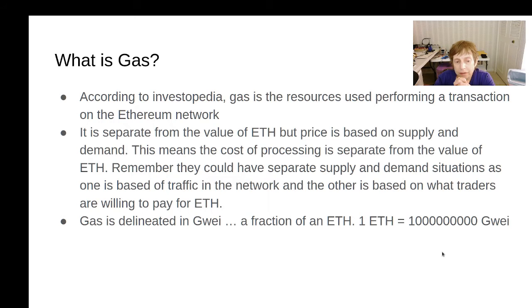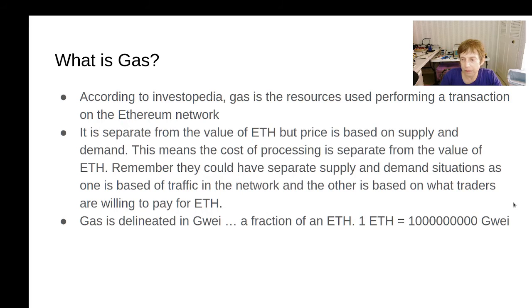So gas is delineated in GWEI, which is a fraction of Ethereum. 1 ETH equals, what is it? Let me use my pointer here. 369. So let's see, that would be a billion. 1 ETH is worth a billion, I think. Because, yeah, that would be a million. This is a billion.